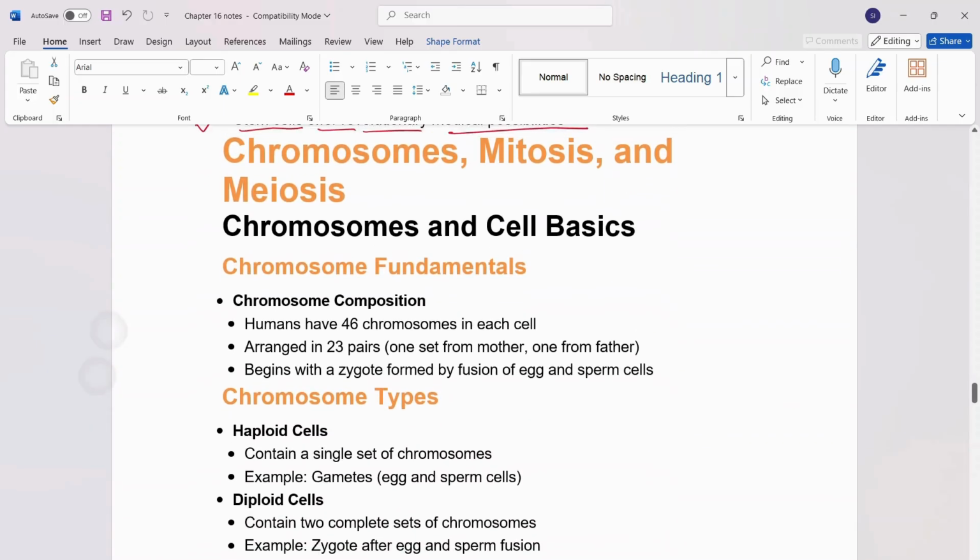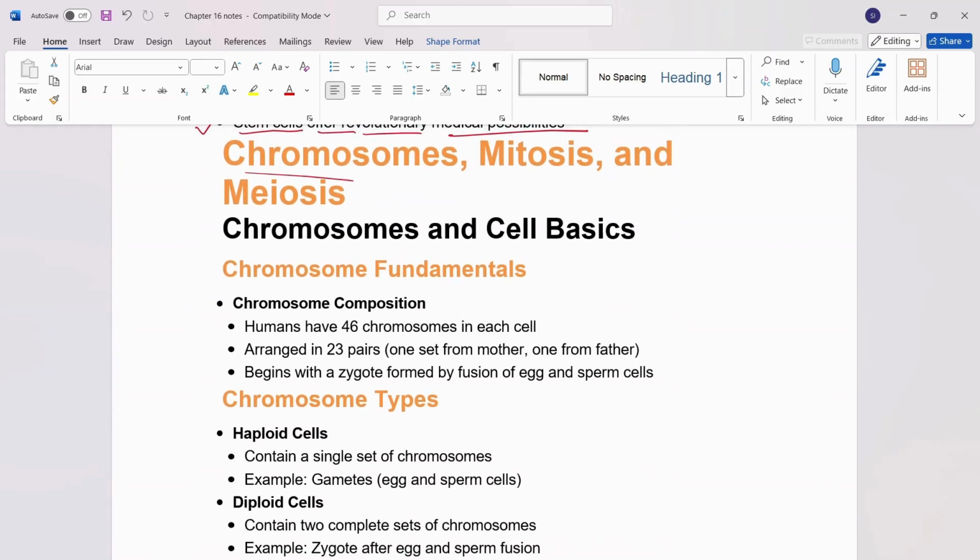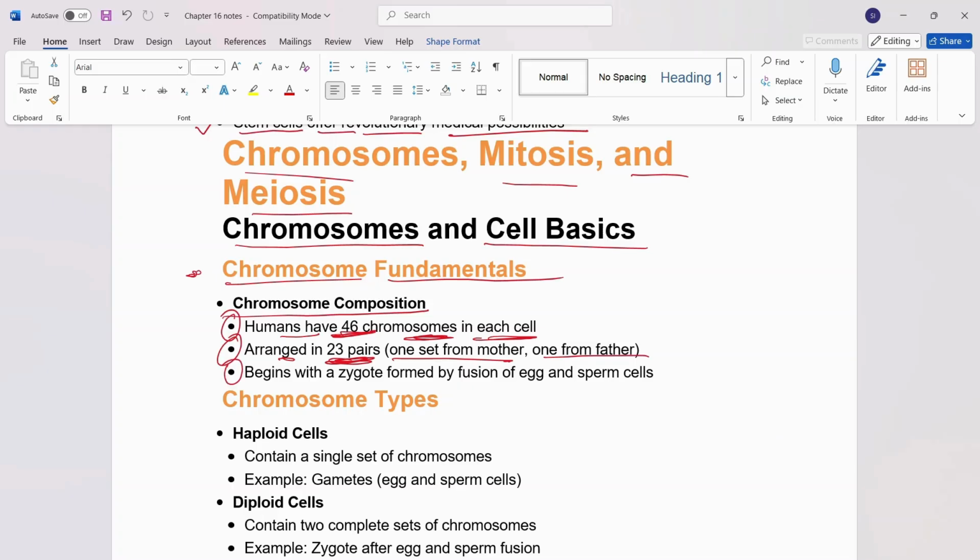Alright, now let's talk about chromosomes, mitosis and meiosis. Let's talk about chromosome and cell basics first. In chromosome fundamentals, we will talk about chromosome composition. Humans have 46 chromosomes in each cell, arranged in 23 pairs, one set from the mother and one from the father. Life begins with a zygote formed by the fusion of egg and sperm cells.